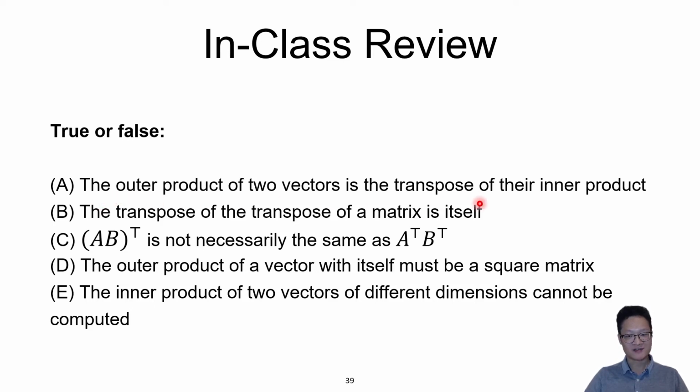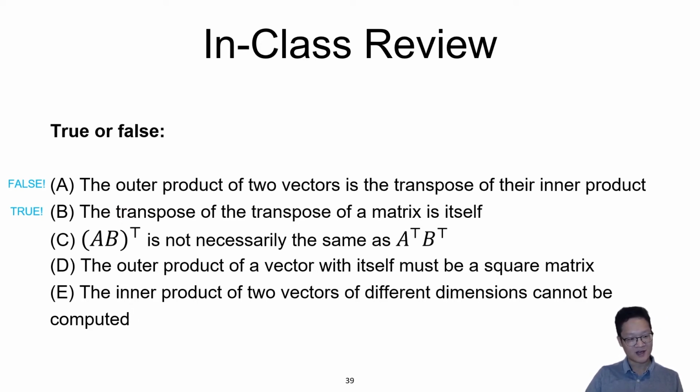The outer product of two vectors is the transpose of their inner product. So that's definitely not true. There are many ways of showing this, but we just have to find one counterexample. In general, we know that inner products will give us a scalar, but outer products give us a matrix, right? So if you take a transpose of this scalar, you're never going to get a matrix. So the first one is false. Okay, next, the transpose of a transpose of a matrix is itself. That is true, right? You flip the matrix over, you flip it again, you get back the original matrix.